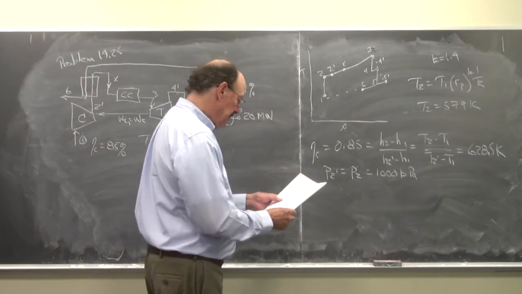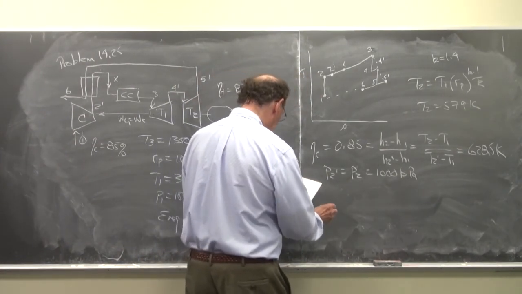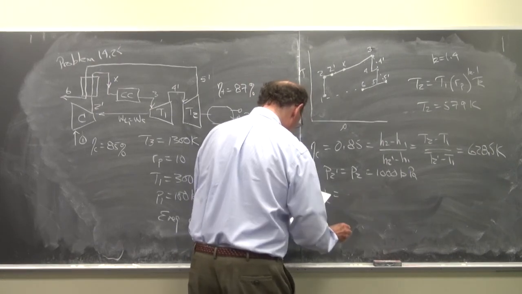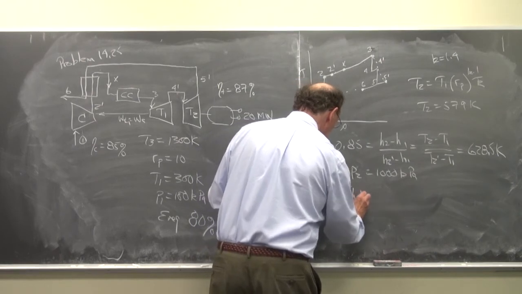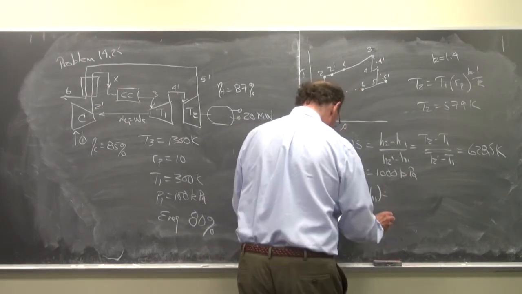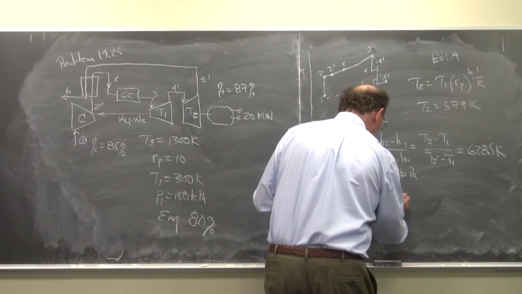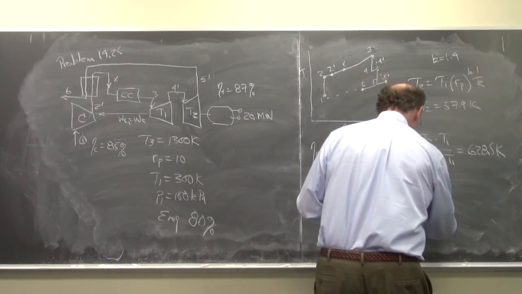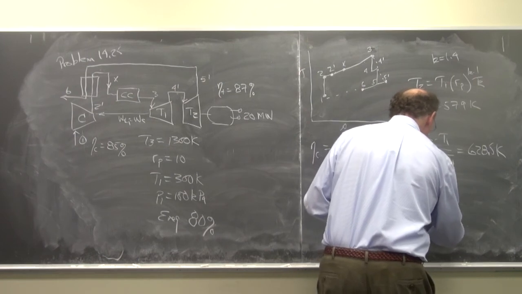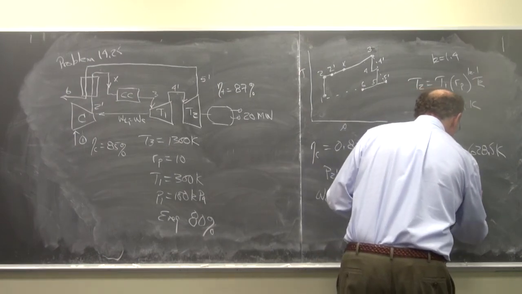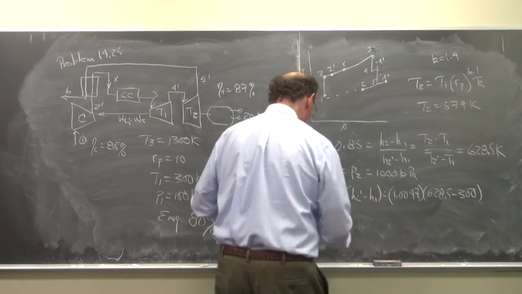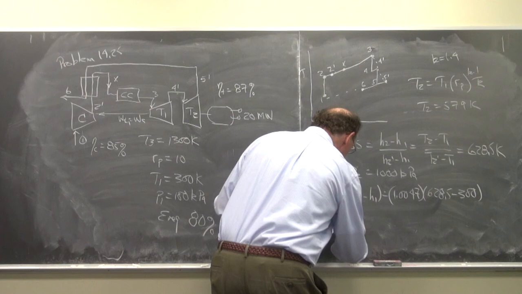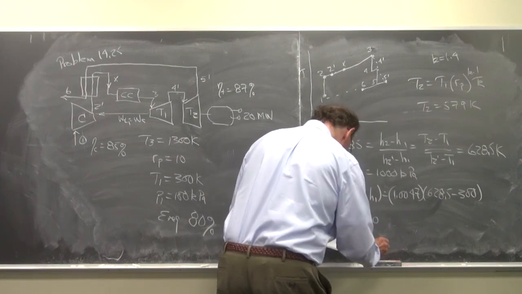And so I can solve at this point for WC. WC is equal to H2 prime minus H1 is equal to C sub P, 1.0047, times 628.5 minus 300, where I have that WC is equal to 330 kilojoules per kilogram.